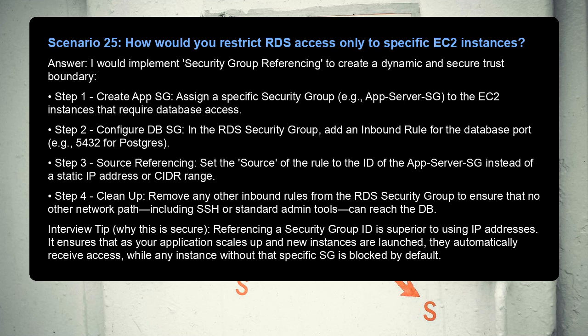Add an inbound rule for the database port, for example, 5432 for Postgres. Step 3. Source referencing. Set the source of the rule to the ID of the App Server SG instead of a static IP address or CIDR range. Step 4. Clean up. Remove any other inbound rules from the RDS security group to ensure that no other network path, including SSH or standard admin tools, can reach the DB.